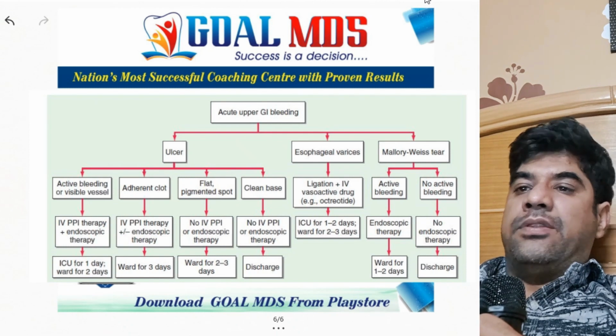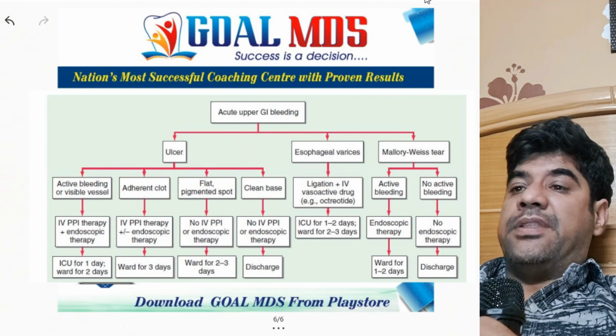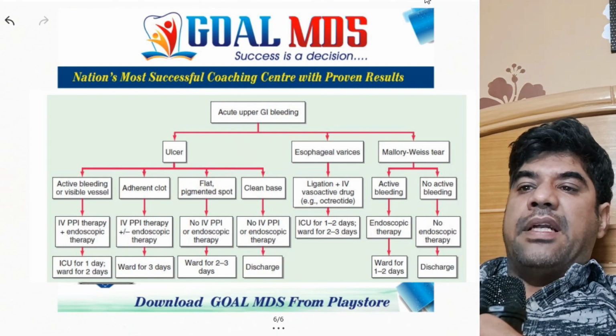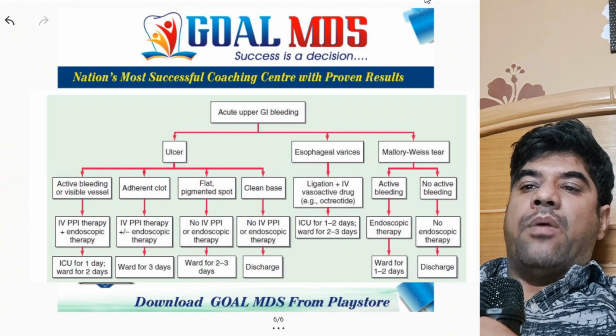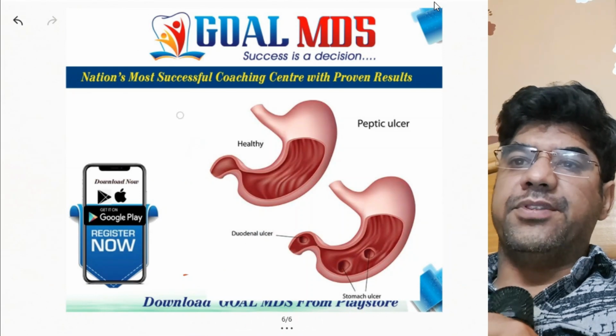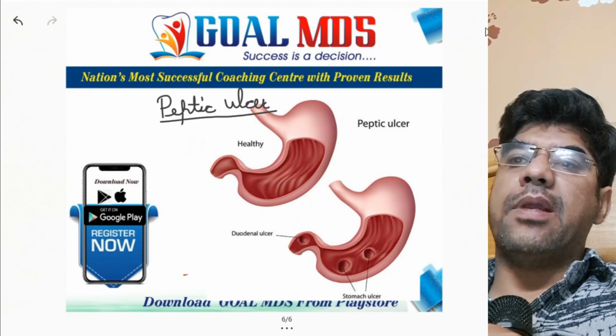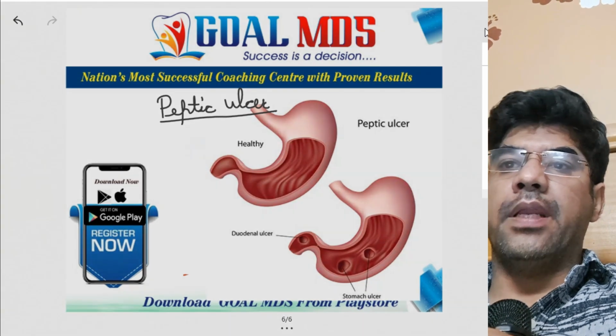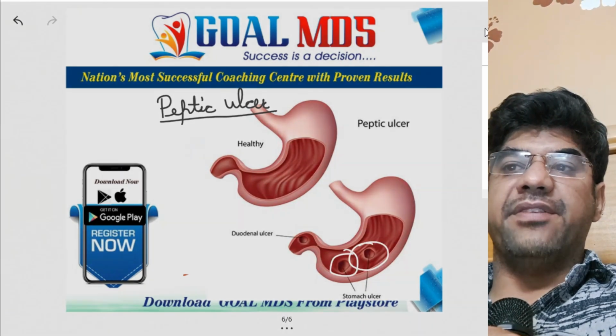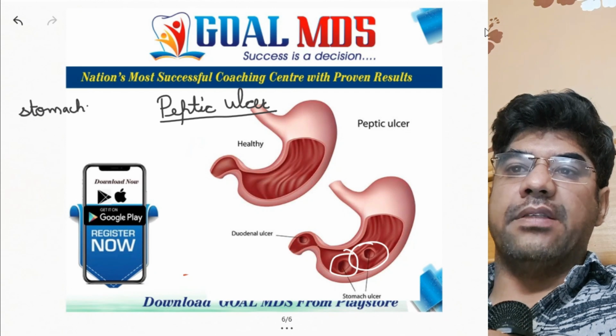Other is the transjugular intrahepatic portosystemic shunt that we have discussed, that involves creating a bypass between the liver and the veins in the abdomen. Next comes the peptic ulcer. What is a peptic ulcer? A peptic ulcer is a sore that develops in the lining of the stomach, the duodenum, that is the upper part of the small intestine, or the esophagus.